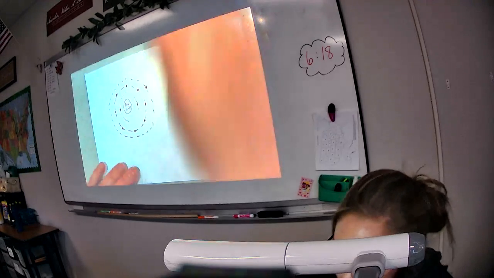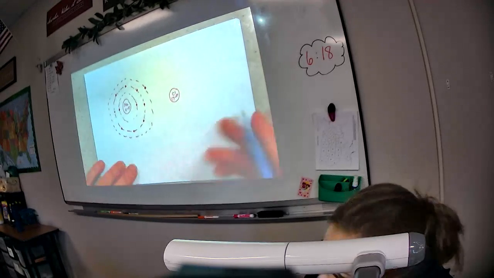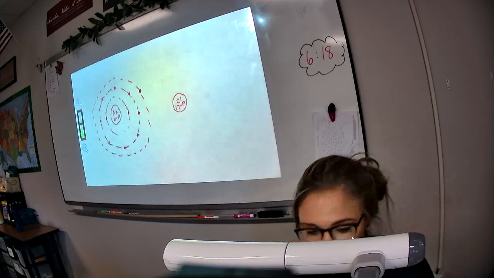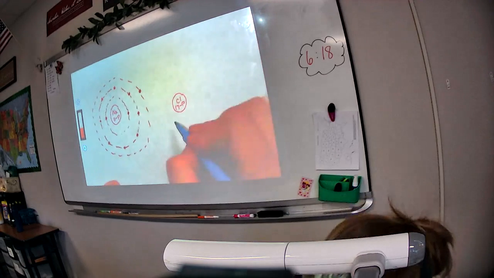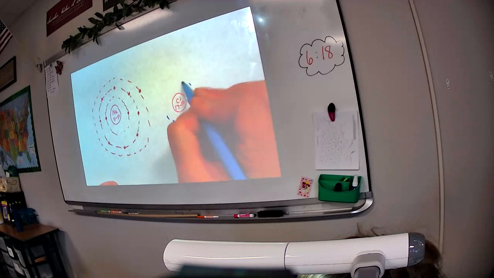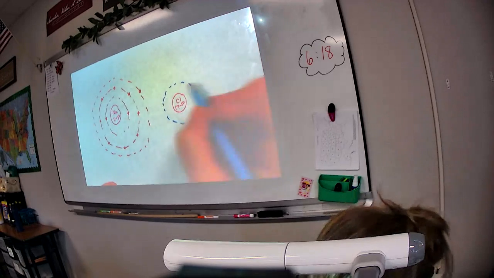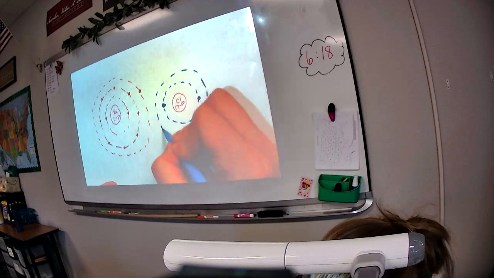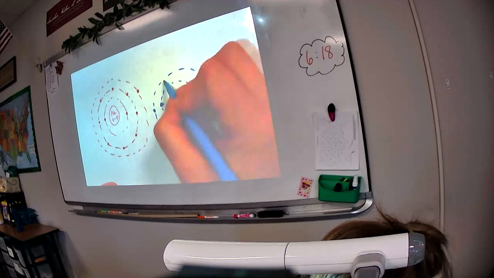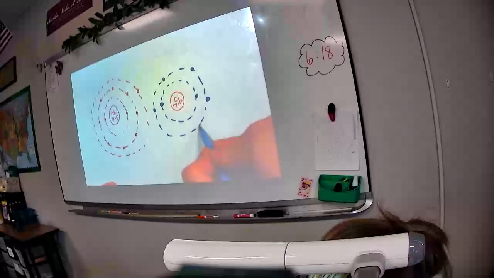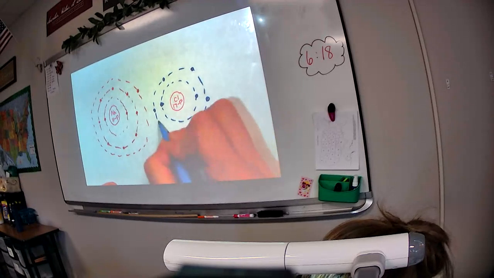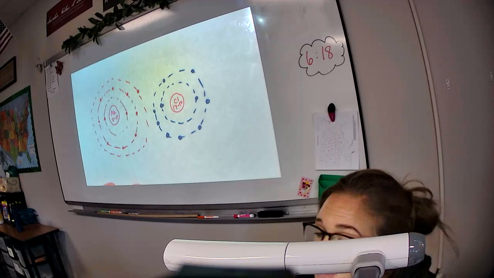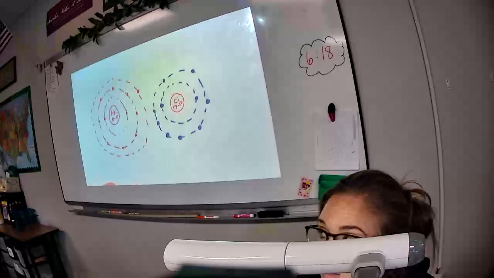Now let's do chlorine. Chlorine has 17 protons, so I need 17 electrons. How many go on the first shell? 2. How many on the second shell? 8. Those are not spaced out very well, but that's okay. How many more do I need? 7. Yes, I need 7 more.